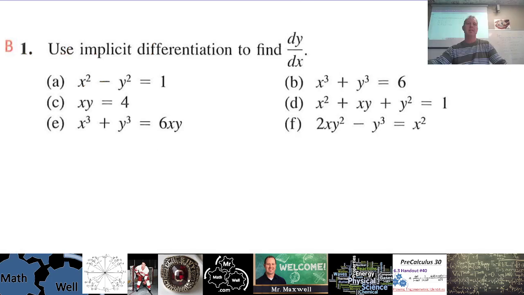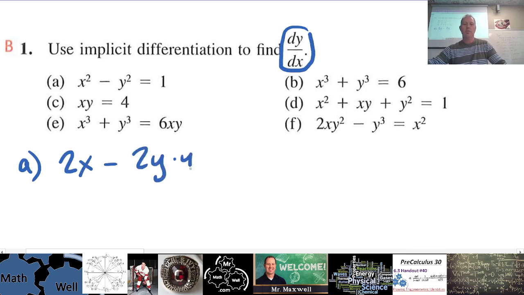Okay, back to basics. Don't worry about equations of tangent lines just yet. Let's just get back to some basic implicit differentiation. Okay, so A, differentiate y with respect to x means this is going to be 2x. This is going to be 2y times y prime, because y is not my preferred variable. So I have to do the chain rule, derivative of y is y prime.